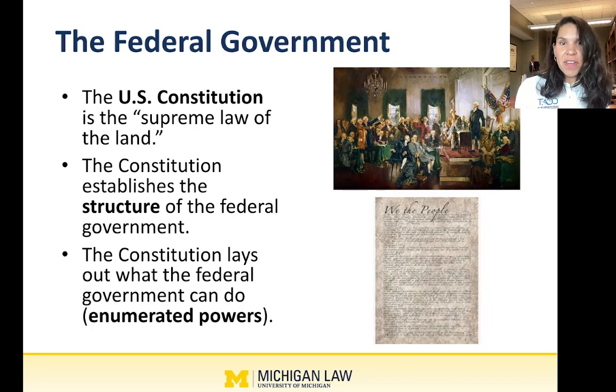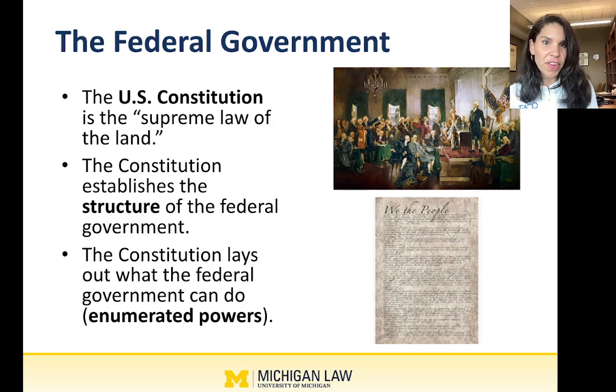All of the authority of the federal government comes from the U.S. Constitution. This is known as the supreme law of the land. The Constitution establishes the structure of our federal government, which we'll talk about in a minute, and it also lays out explicitly what the federal government can do. These are called the enumerated powers.